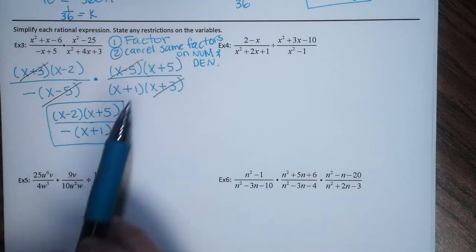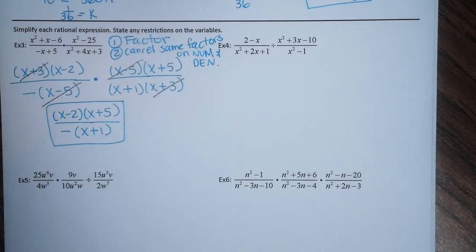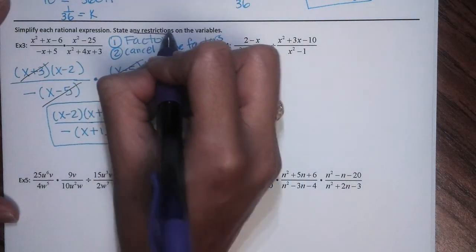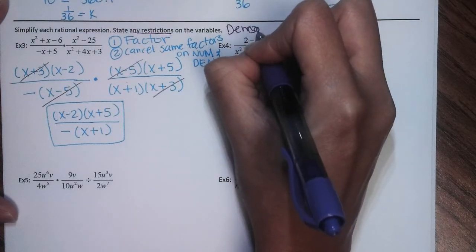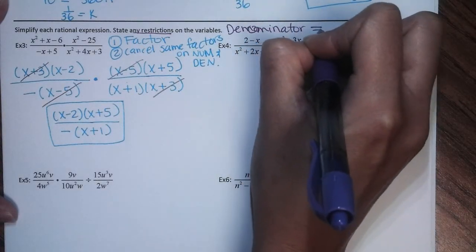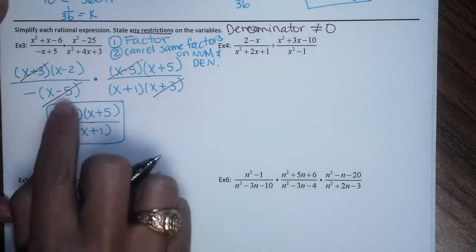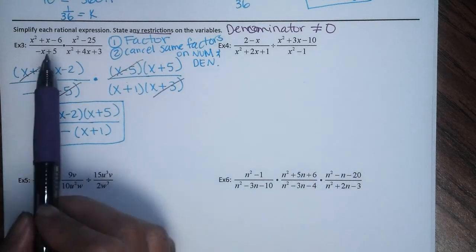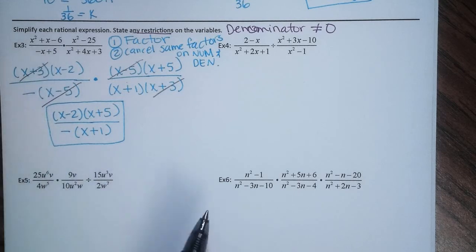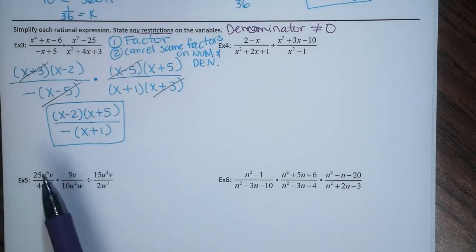The last thing you will need to know for this lesson is something called state the restrictions on the variables. So the restrictions are just that the denominator cannot equal 0. When you have expressions like this, your denominator cannot equal 0 because in the math world you can't divide by 0. So what we need to do is look at our denominator here on example 3, or any of the denominators, and make sure that they don't equal 0.